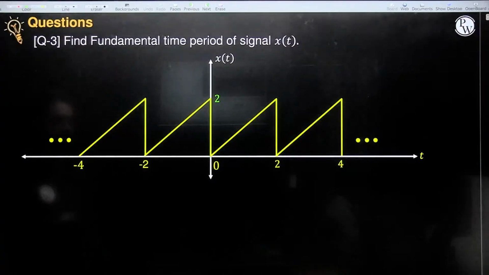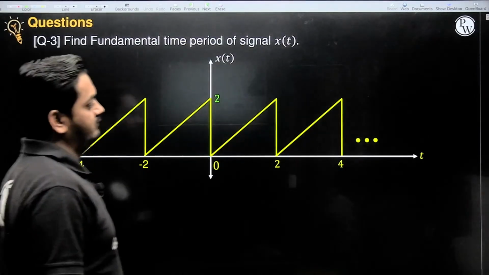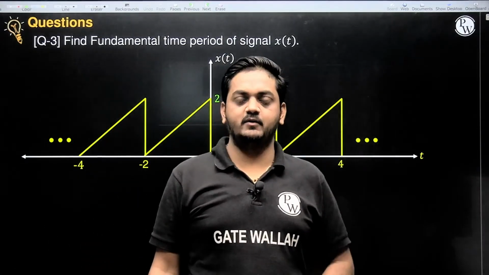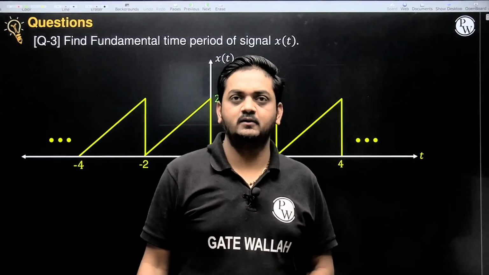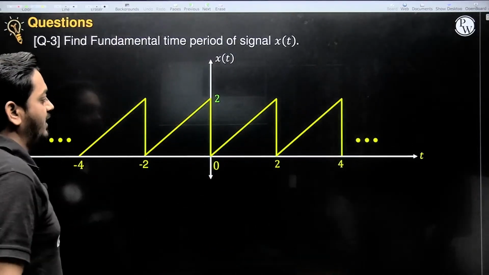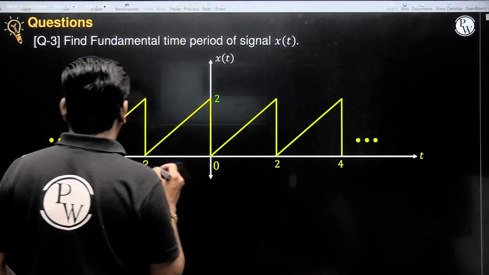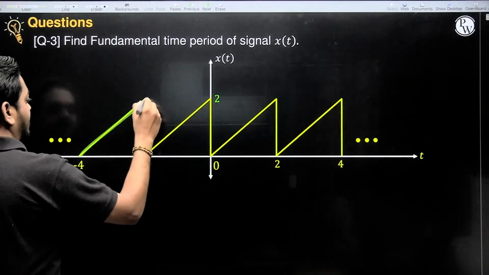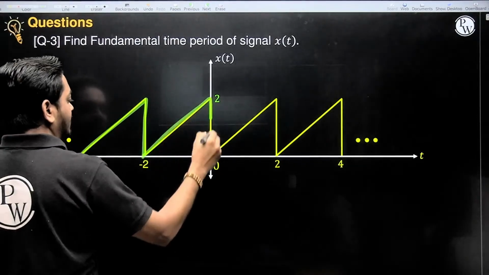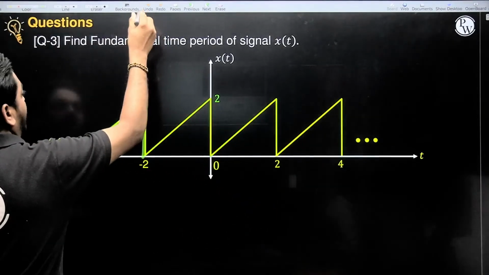Next, question number 3. Now see here, this is a sawtooth waveform, guys, with positive amplitude only. Here there is no negative half cycle. So what is the fundamental time period of this signal? You can say this is one cycle, this is the second cycle, this is the third cycle, and the fourth cycle, and so on. Correct?